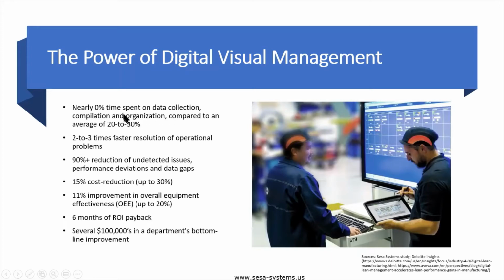Almost 0% time is spent by supervisors, managers and process engineers on data collection or compiling, because it comes directly from the system. It's entered, like you see here, by an actual operator or supervisor or colleague in the system, and then it's automatically accessible. So you could save 20 to 30% of your time to do other things, more added value, right? You reduce the waste even just at this stage of the process.